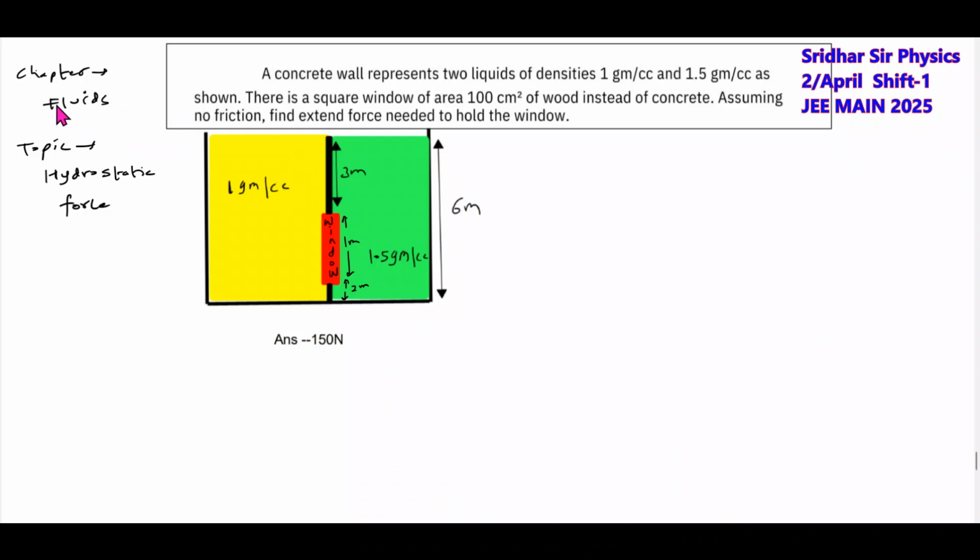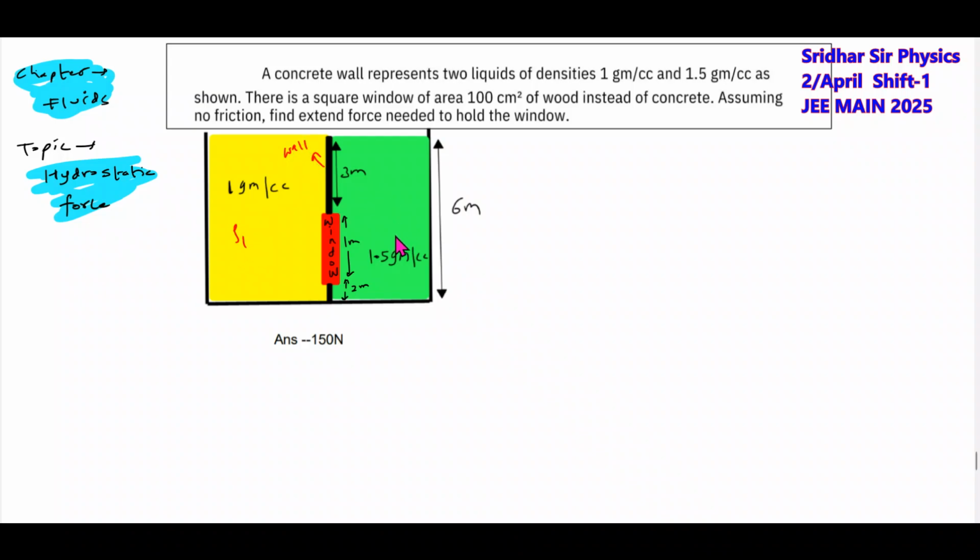Okay, there's a question based on fluid statics, the chapter on fluid statics and hydrostatic force. Now we are going to discuss it here. On the left hand side, we have a liquid of density 1 gram per cubic centimeter. On the right hand side it is 1.5 gram per cubic centimeter. At a depth of 3 meter, we have a window whose area of cross section is 100 centimeter square. We have to calculate the force needed to hold the window. A concrete wall divides two liquids of different densities, as shown. This particular thing is a wall.